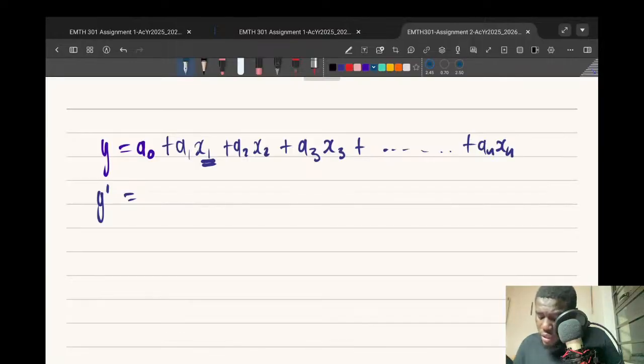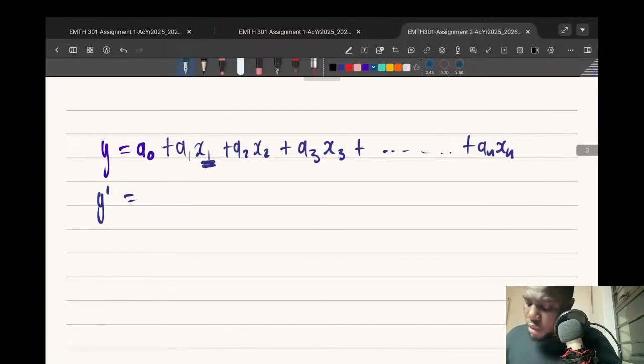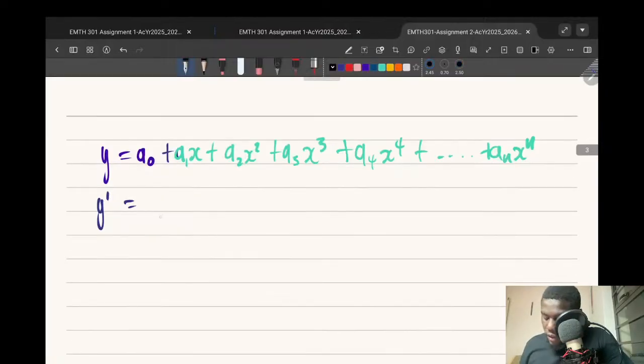If you check the slides, the power series which your lecturer uses, instead of a1, he would say a0 plus a1 x plus a2 x squared plus a3 x cubed plus a4 x to the 4, plus and so on, an x to the n. Now for your y prime, the derivative of a0 will go, plus a1, plus 2a2 x to the 1, plus 3a3 x squared, plus 4a4 x to the 3, plus dot dot dot, n an x to the n minus 1.